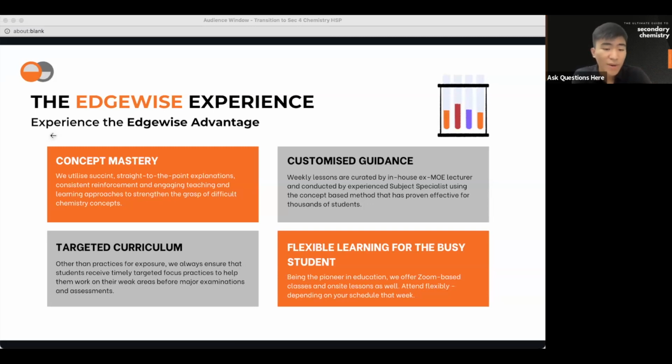Targeted curriculum: we always ensure that students receive updates as well as worksheets to work on their weak areas, and deep result analysis when their results come back. We offer flexible learning for the busy student, which means that, for example, this week I'm so busy I cannot go for the on-site lesson, I can just opt for the online lessons as well.